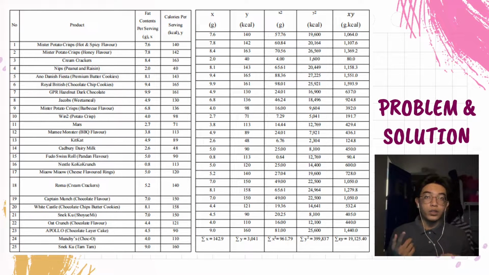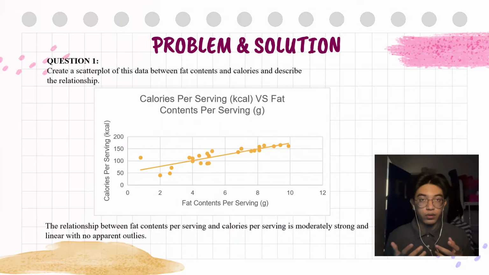Based on the PBL question, we were asked to explore the relationship between fat content per serving and calories per serving from a variety of snack foods. Based on the table shown above, these are the data that we collected from 25 snack foods.